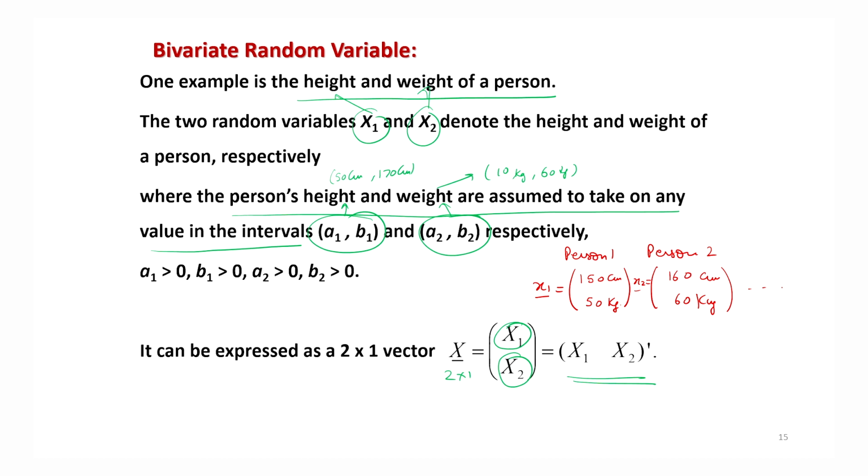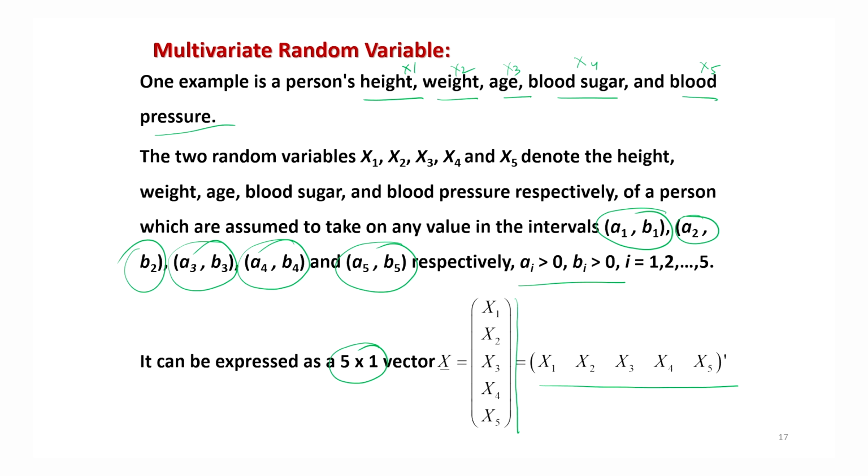Right. Similarly, if you try to consider a multivariate setup, suppose I have the data of person number 1 and person number 2. For person number 1, you will have a vector of 5 by 1: height, weight, age, blood sugar, blood pressure. And similarly for person number 2: height, weight, age, blood sugar and blood pressure. This will be indicated by x underscore 1, and the data of the second person will be indicated by x underscore 2. So that indicates that these are the observations on 5 variables, right?